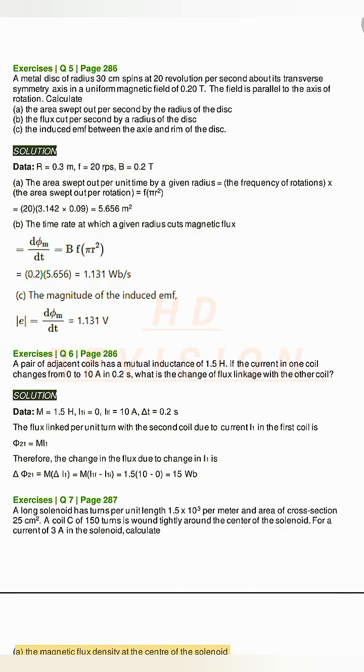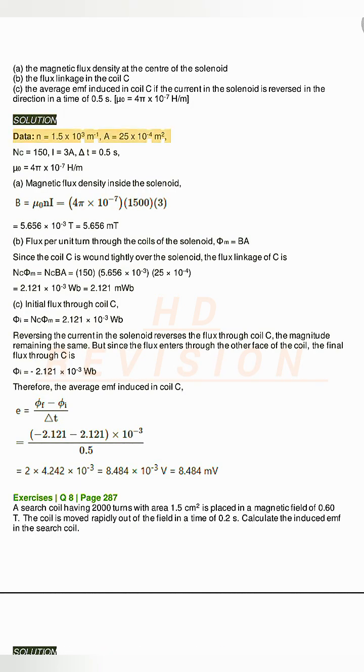C. The average EMF induced in coil C if the current in the solenoid is reversed in direction in a time of 0.5 s. Mu 0 equals 4 pi times 10⁻⁷ H per meter. Solution. Data. n equals 1.5 times 10³ meters⁻¹. A equals 25 times 10⁻⁴ m². NC equals 150. I equals 3 A. Delta t equals 0.5 s. Mu 0 equals 4 pi times 10⁻⁷ H per meter.